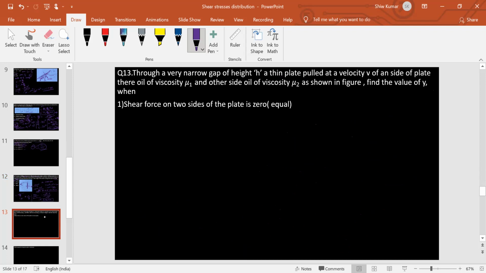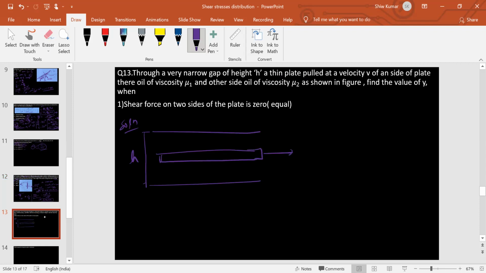Next, we have a question based on Newton's law of viscosity. Through a very narrow gap of height h, there are two plates, and there is a narrow gap given. A thin plate is pulled with a velocity v, and this plate is pulled with a velocity v, and there is a viscosity mu.